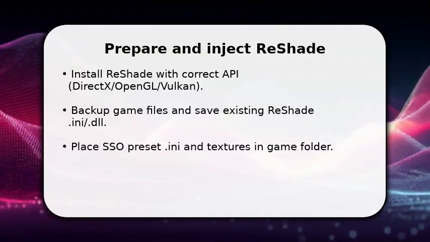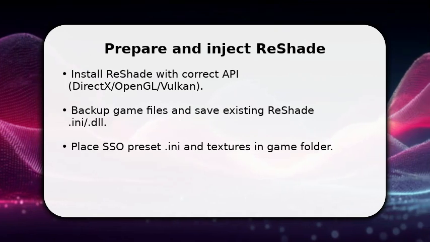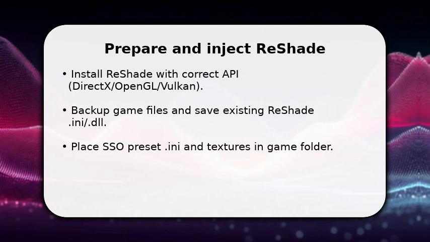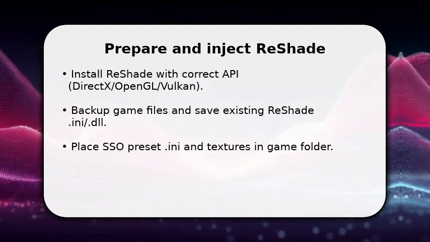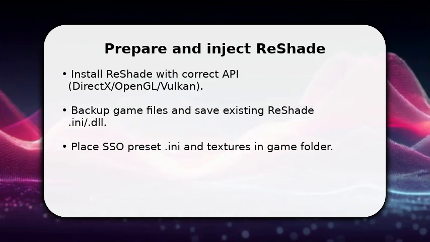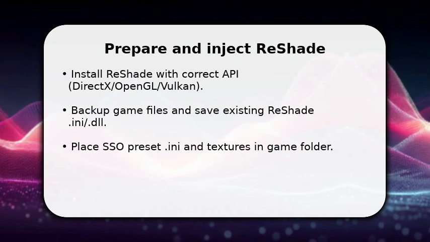You start by making sure Reshade uses the same rendering API as the game. You choose DirectX 9/10/11/12, OpenGL, or Vulkan during install. Once done, back up the original game files and any existing Reshade files.